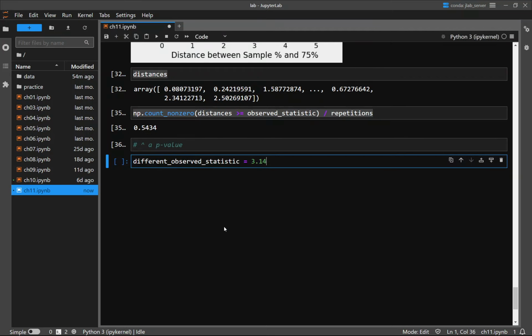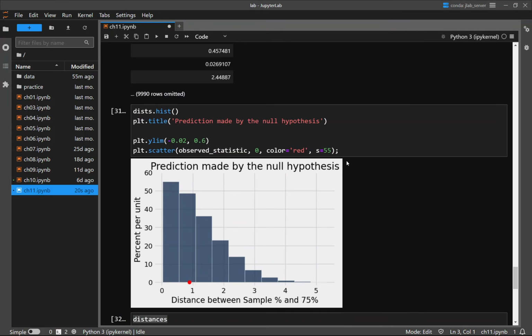If he saw that his plants were 3.14 away, but he was still like, I think it's still 75%. Like, I saw 78%, but I think it was still 75%. That's closer to something normal than I would think. So if he did that, what would have happened? It would have looked like this.